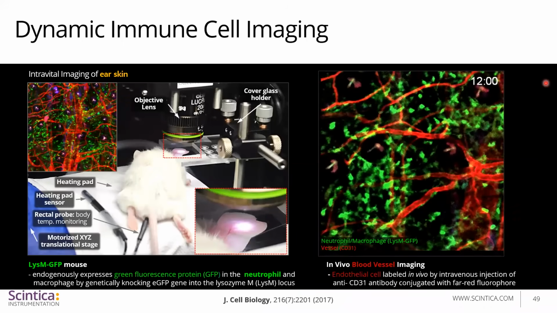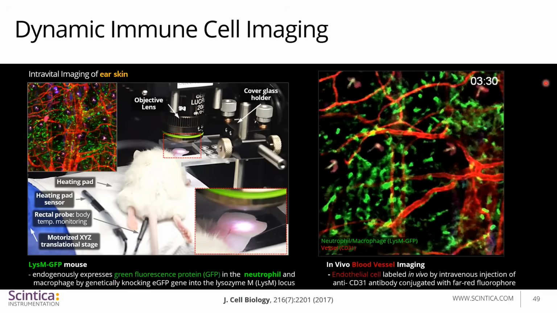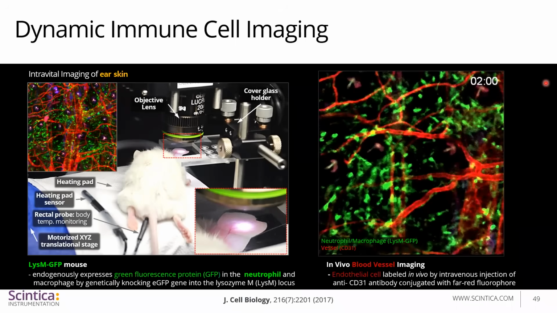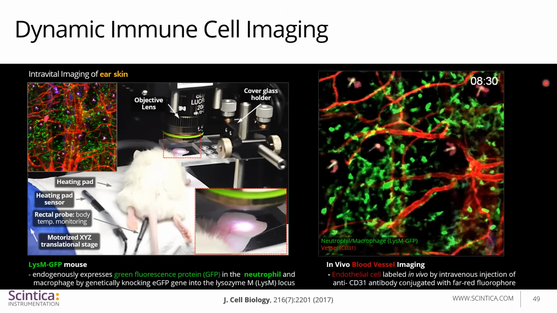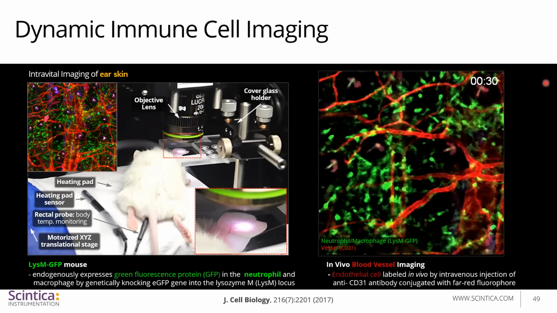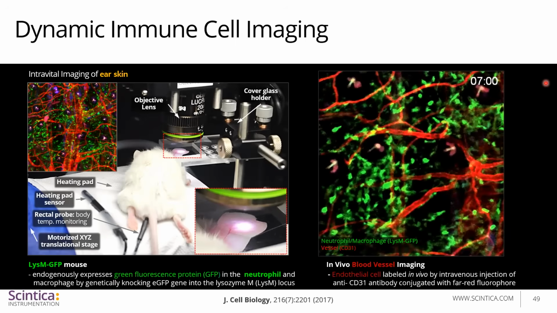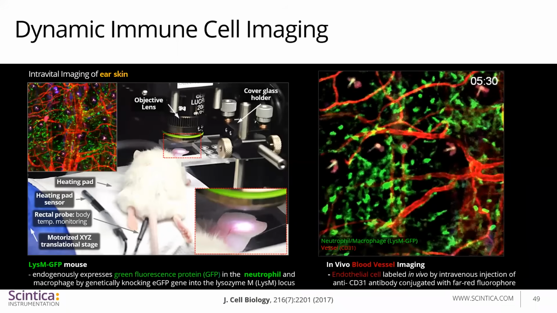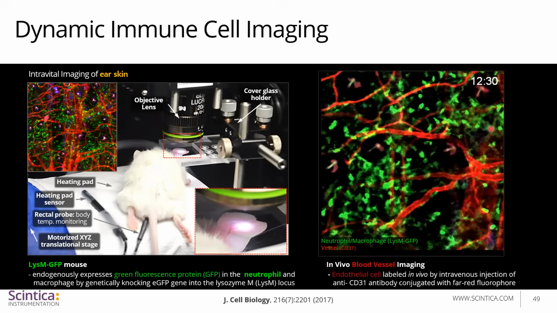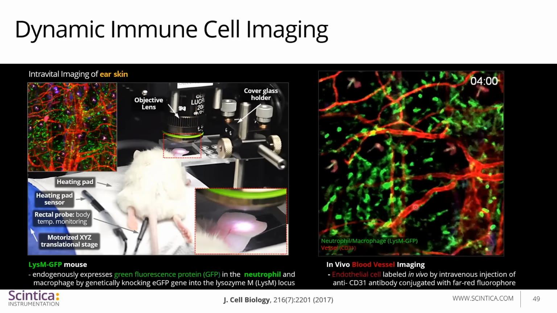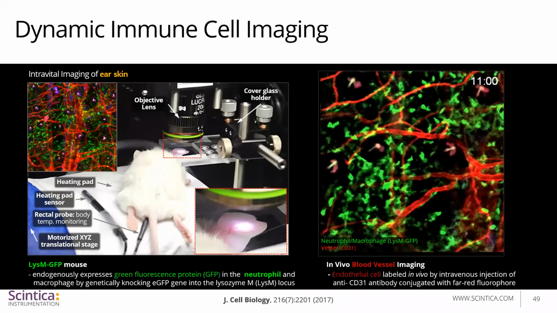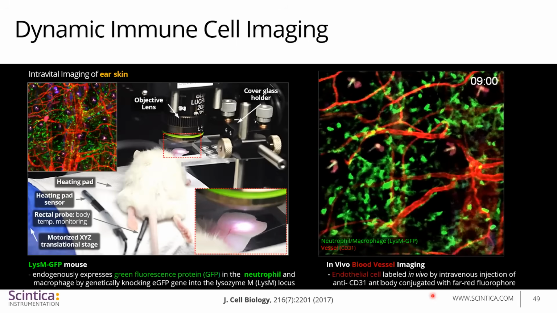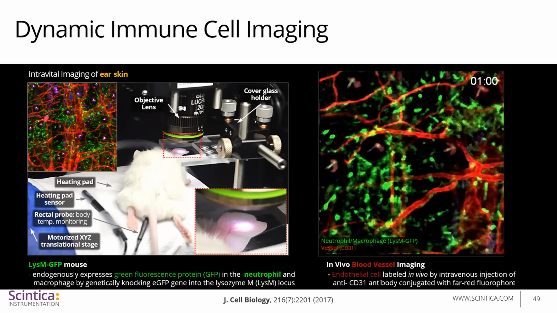The researchers used a lysozyme M GFP model to study their immunological response, because this model expresses GFP in the lysozyme M enzyme, which is primarily expressed by neutrophils and macrophages. Here on the right in this video, you can basically see the green cells move, which are the neutrophils and the macrophages, and you can see their location against the vessel structure, labeled with an anti-CD31 antibody conjugated with a far red fluorophore.